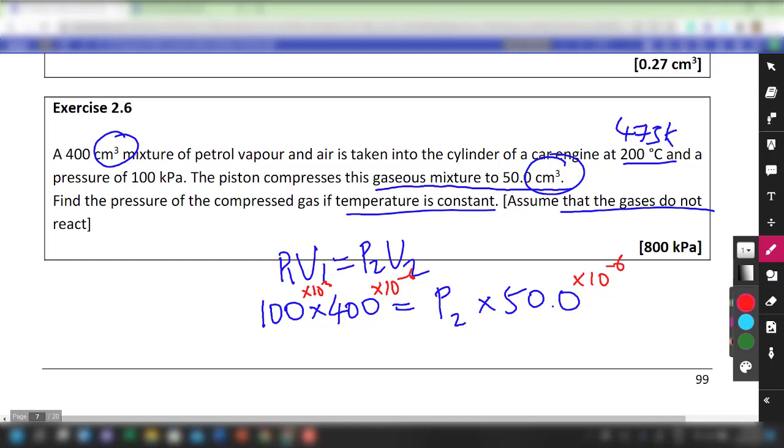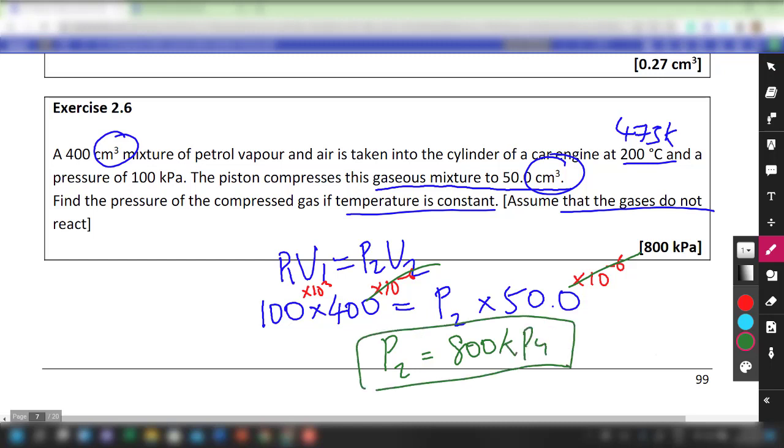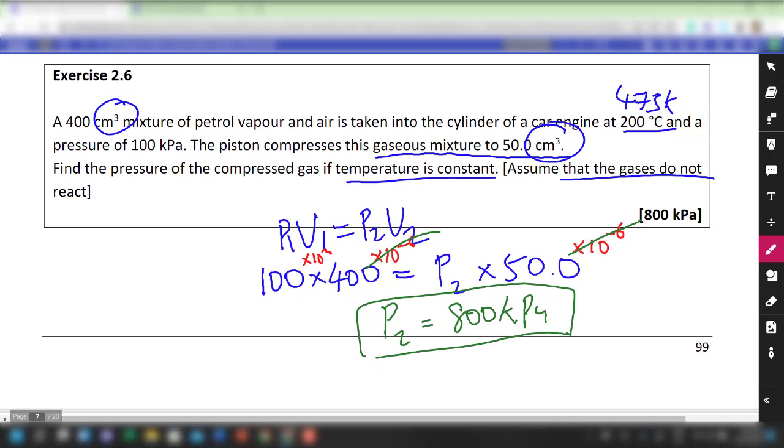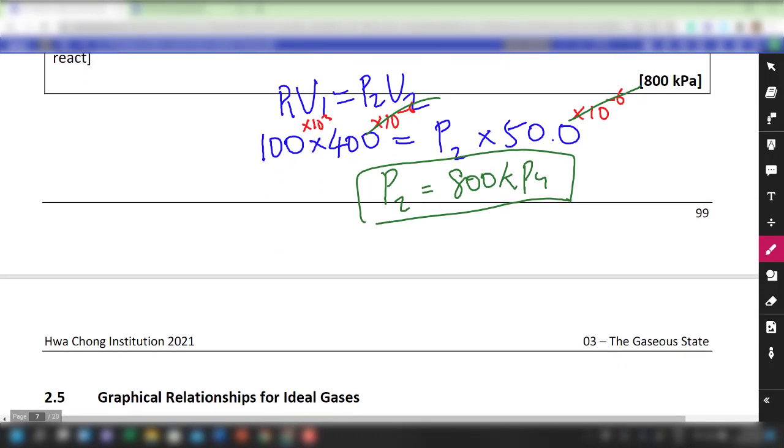But you realize that it's not necessary at the end of the day, because they will be cancelled out anyway. So if you do a quick calculation, you realize that P2 is equal to 800 kilopascal. I think you can just easily do 100 divided by 50 is 2, times 400 is 800. I hope you find the calculation not too difficult, because you just need to be very clear-headed about what you need to convert and what you do not need to convert.